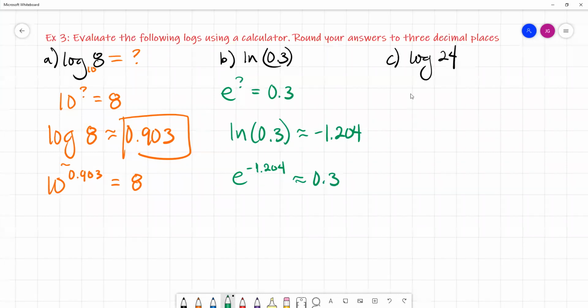Last one, log of 24. Go ahead and try that on your own in Desmos, or on your own calculator. What you should be getting for that one is 1.380. So this one is approximately 1.380. And that means that 10 to that power, 1.380, is approximately 24. That's what that means right there.